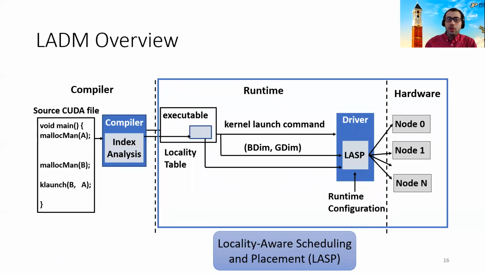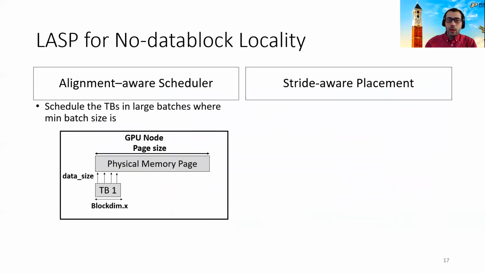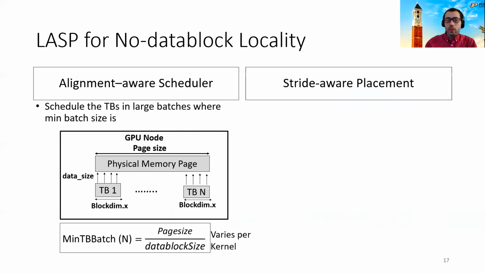The second piece is the runtime component, LASTT. As stated earlier, it decides the proper scheduling policy and data placement to reduce off-chip traffic. For no-locality workloads, it schedules thread blocks in a large batch size to ensure page alignment. Dividing the batch size by the data block size tells us the minimum number of consecutive thread blocks that should be assigned to each node to avoid misaligning. Based on that, the batch size varies per kernel, as each kernel will have a different data block size.